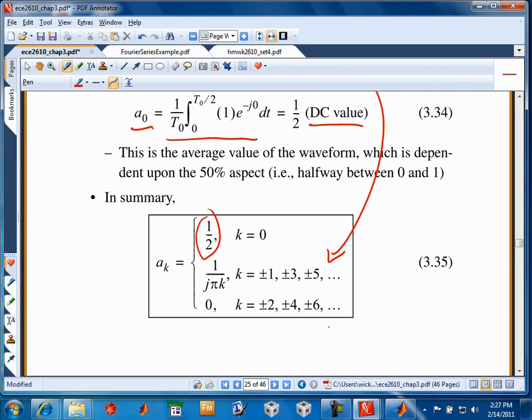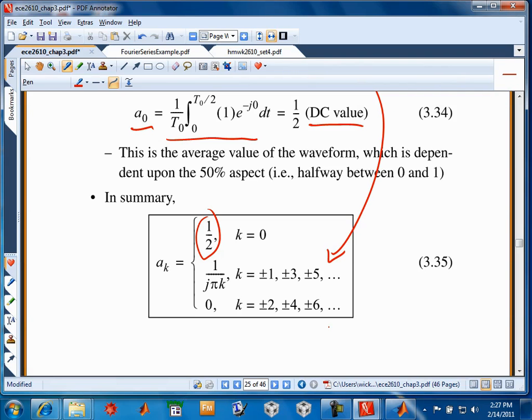Still a little bit messy looking, but it's as clean as you can get for a Fourier series representation for a square wave. So this tells us that a 50% duty cycle square wave, as defined here, has an average value of 1/2, has no representation at the even harmonics, and at the odd harmonics the coefficient values are 1 over j pi k.